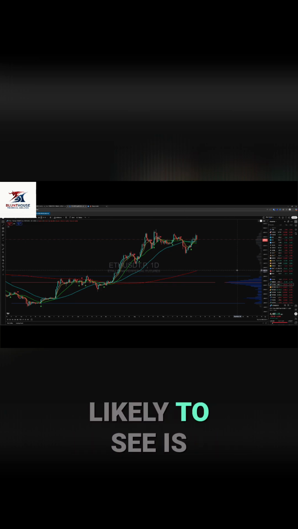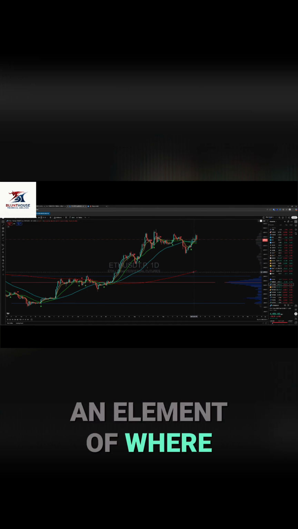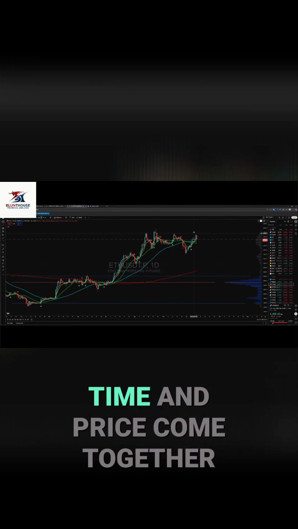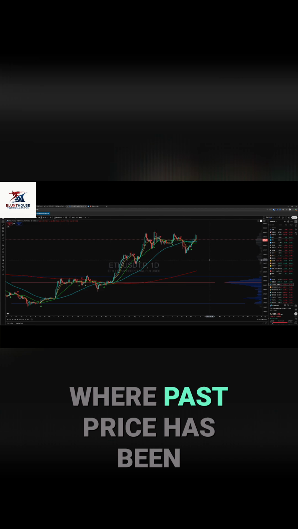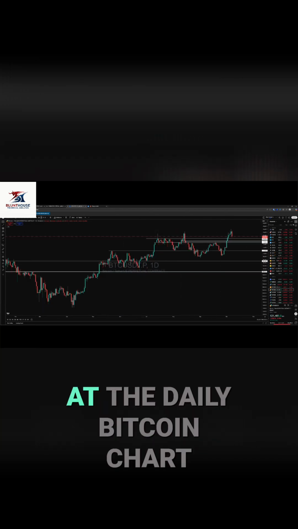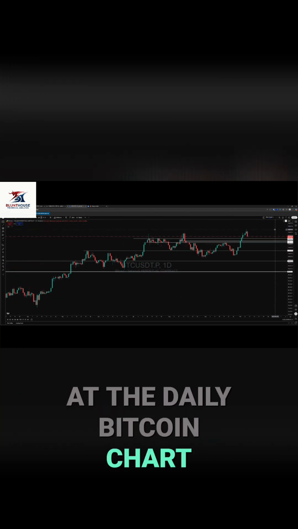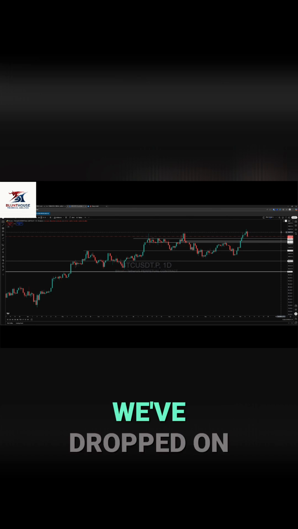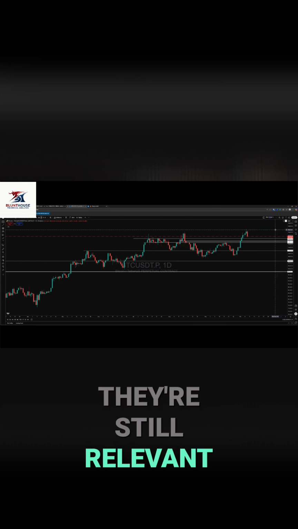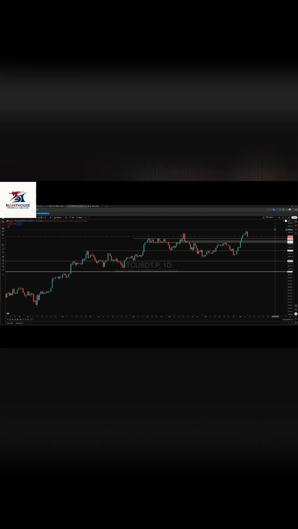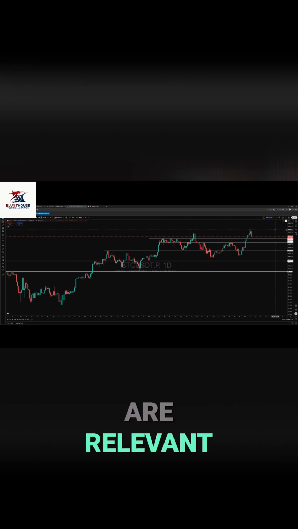So what you're more likely to see is an element of where time and price come together, and they will often meet in those areas of where past price has been. So if we look at the daily Bitcoin chart, these levels that we've dropped on weeks and months ago, they're still relevant. And the new ones are relevant.